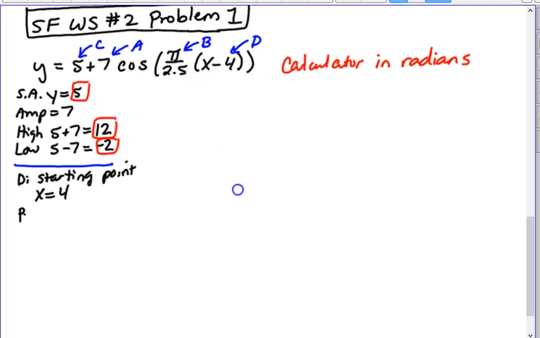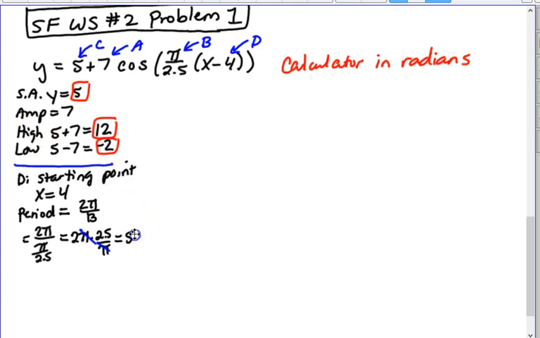The period is determined by looking at b. The period is equal to 2 pi divided by b. So in this case, it's going to be 2 pi divided by pi over 2.5. That is the same thing as saying 2 pi times 2.5 over pi. In other words, we're dividing 2 pi by pi, which just gives us 2, but then we're also dividing by 1 over 2.5, which is the same as saying it's going to be 2.5 greater. So the period ends up being 5.